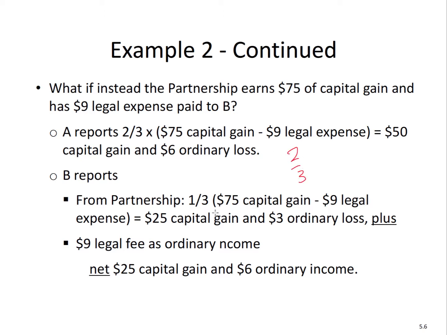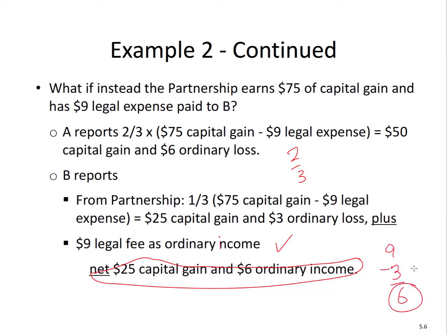B reports 1/3 of those amounts, but then also has to include, this is ordinary income, the $9 legal fee in there. So it nets out to $25 of capital gain and $6 of ordinary income, because it's the 9 B has to report minus the 3 gives you 6. The 3 being the 1/3 of the 9 legal, because the partnership gets to deduct that. So that's if you change the facts. That's a change in facts in example 2.